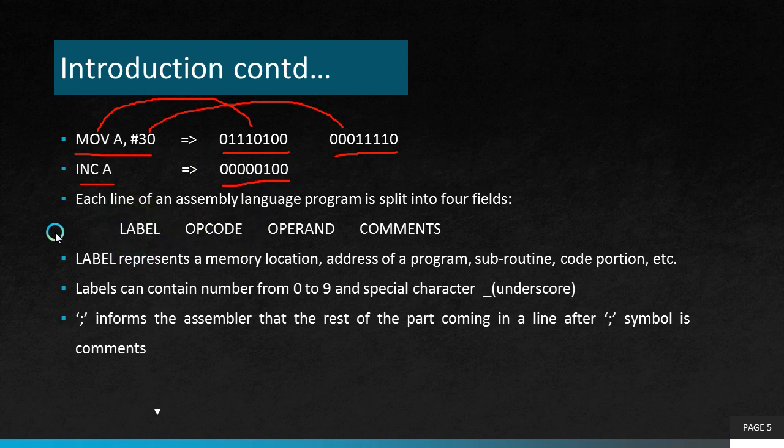Further, each line of an assembly language program is split into 4 fields: label, opcode, operand, and comments. Label is an optional field. It represents a memory location, address of a program, subroutine, code portion, etc. Immediately after the label, we need to insert a colon. Labels can contain numbers from 0 to 9 and the special character underscore. Semicolon informs the assembler that the rest of the line after the semicolon symbol is a comment.